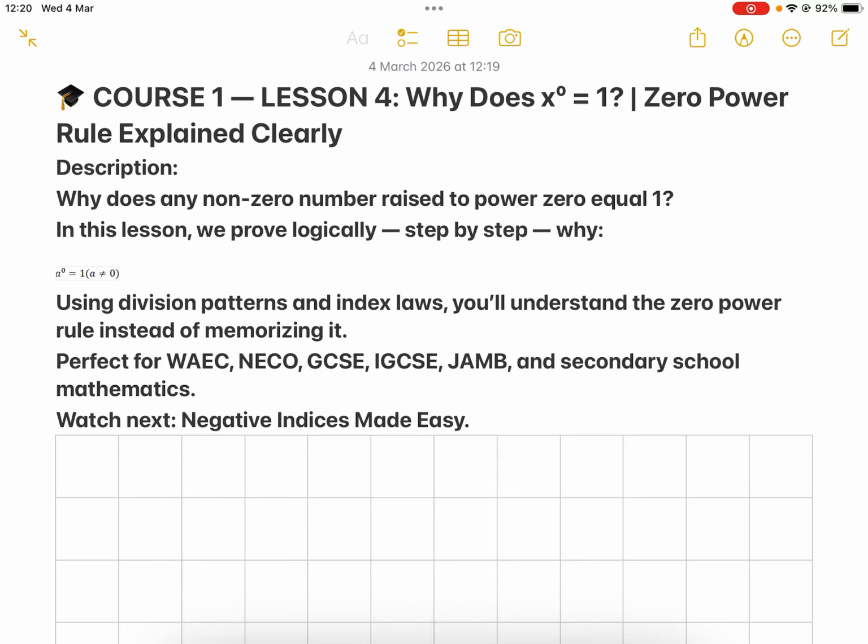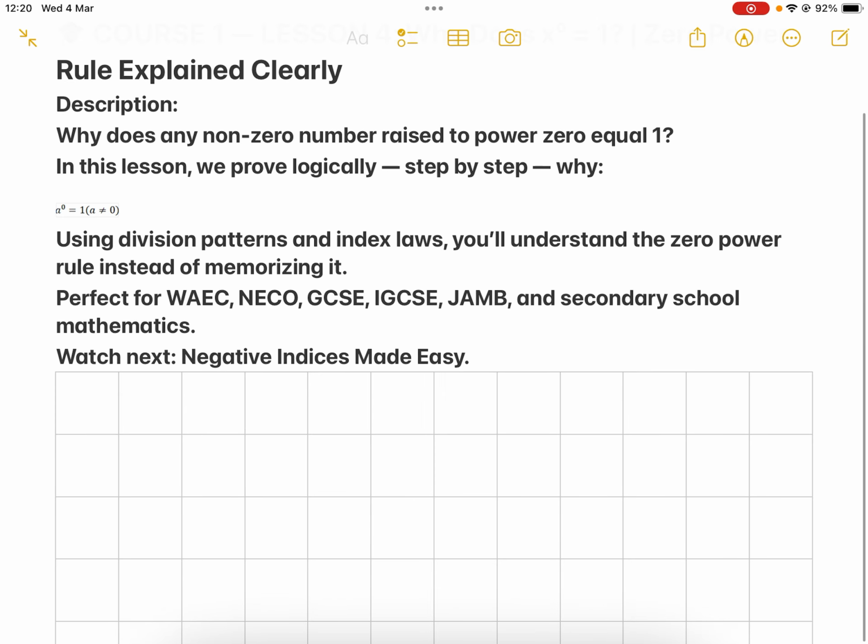Zero power rule explained clearly. Why does 7 raised to power 0 equal 1? Why does 100 raised to power 0 equal 1? It doesn't look logical until you understand the pattern behind it. So in this lesson, we will examine some patterns, examine the subtraction law rule first.